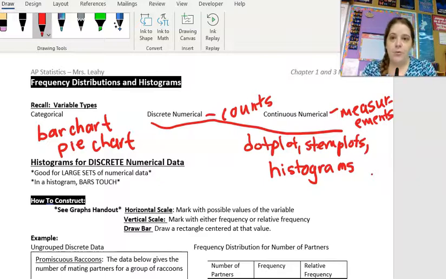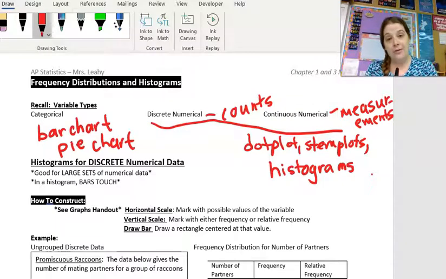Okay, so when we're talking about data, we either have categorical data or numerical data. If we have categorical data, then we're going to display that data using a bar chart or a pie chart. When we go to talk about categorical data, we're going to talk about the most frequent category, the least frequent category, and anything else you think might be interesting about the graph. If you have two categorical variables, you might be able to use the graph to talk about independence or association.